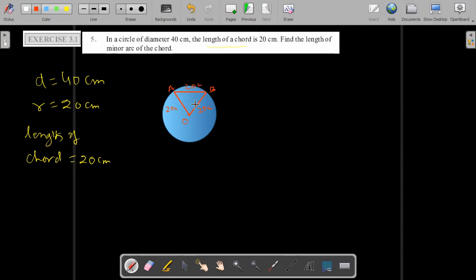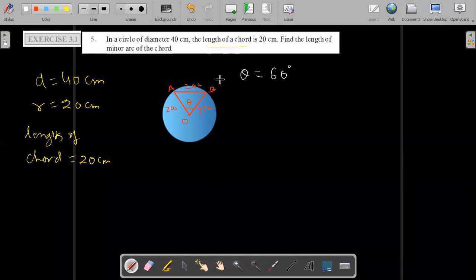So this is an equilateral triangle. That's why they have not given the angle. In an equilateral triangle, the angle is 60 degrees. So therefore, here theta is equal to how much did we get? Theta is equal to 60 degrees.